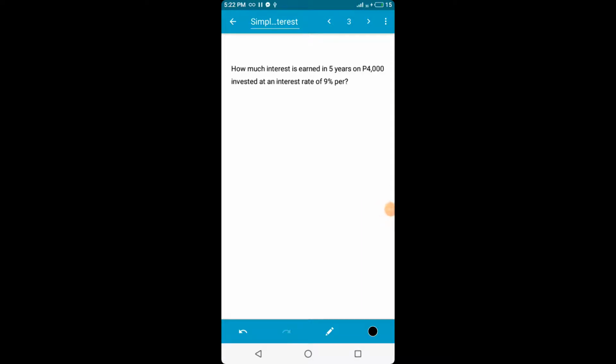Okay, so let's have examples. So, the first example is, how much interest is earned in 5 years on 4,000 pesos invested at an interest rate of 9% per year? Okay, so per year yan guys, hindi ko lang nasulat. So, ang hinahanap is yung interest amount. Okay, yung tubo. Ang sabi dyan, magkano yung magiging interest kung yung 4,000 pesos in-invest natin sa in a 9% interest rate in 5 years. Okay, so let's identify first yung mga given natin. So, 5 years, that is our time. And then, yung 4,000 na in-invest, that is the principal.